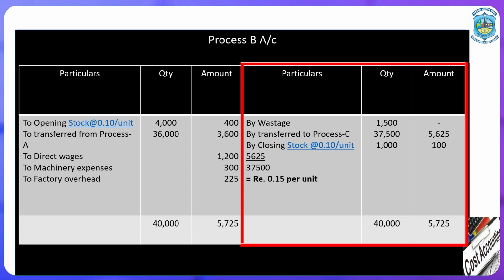Now after getting this amount, we have to calculate the per unit cost. 100 rupees divided by 1000, 0.10, we already calculated. Then the total amount transferred, 5,625, is divided by the output for process B. Output for process B is 37,500. So 5625 divided by 37,500, you will get the per unit cost. In this case, we have 0.15 per unit or 15 paise per unit. Now we have the amount, 15 paise per unit. We are going to move to the next process, which is our process C.